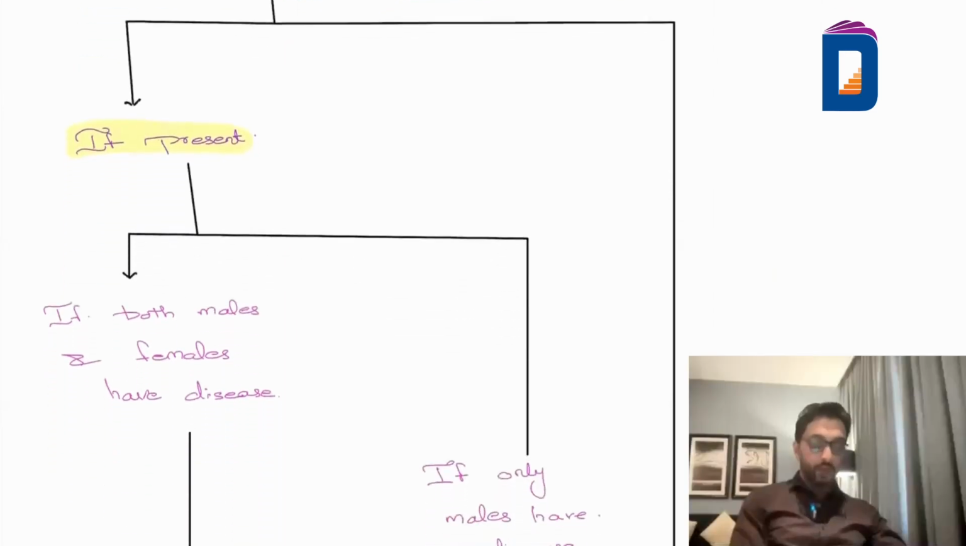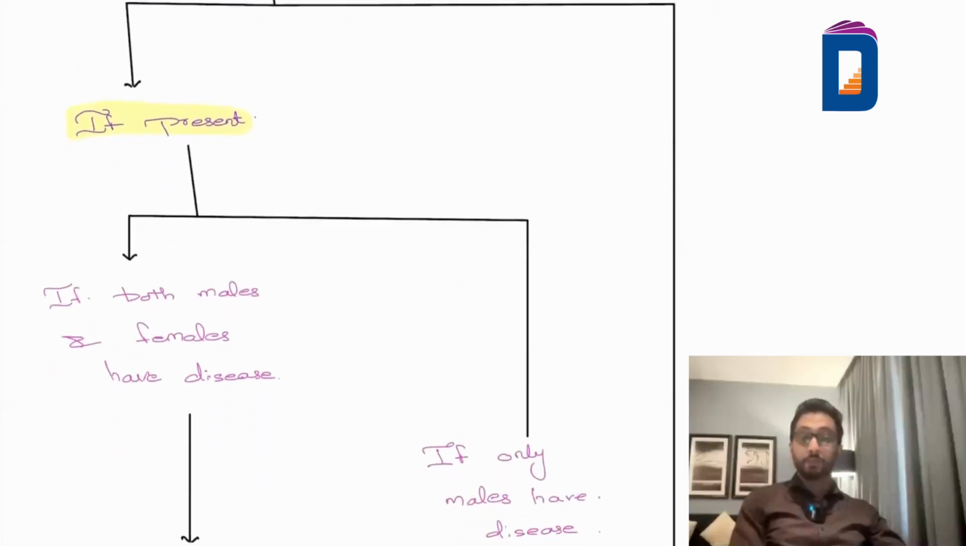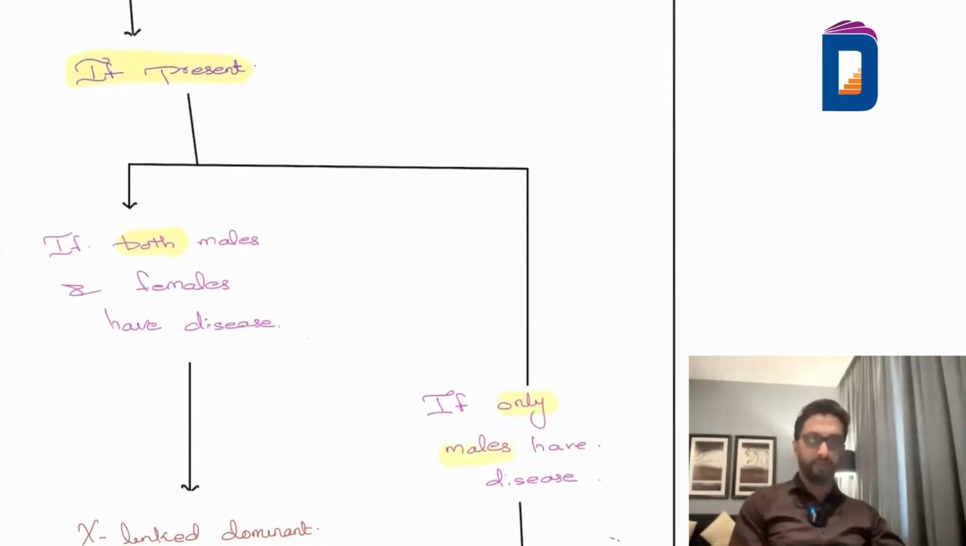Okay. Now, if there is a sex predilection present, then there could be two possibilities. Either both males and females are affected, or only males are affected. There are two possibilities, isn't it? There is no possibility of only females being affected. There's no such possibility you will see. So there are only two possibilities here: both males and females are affected, or only males are affected.